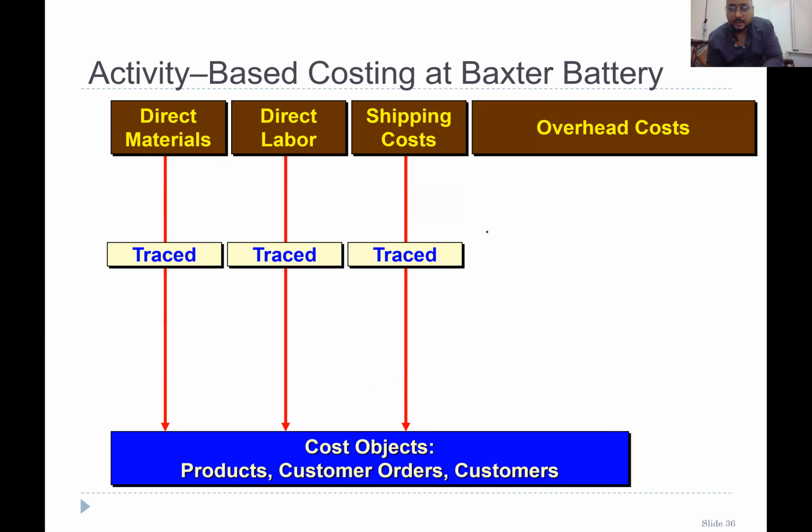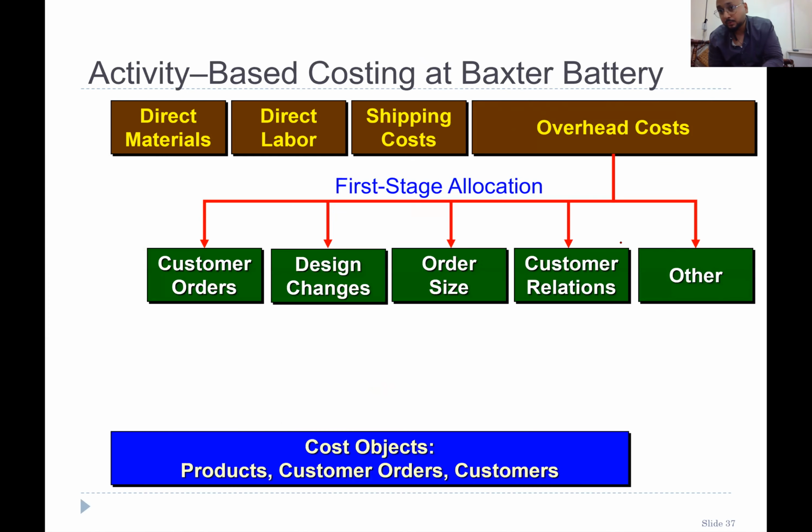Now, like I said, in activity-based costing, direct material you can easily trace. No need to worry about that. There is no costing involved in calculating direct material, direct labor, and shipping cost, the variable costs. It is already traced. The complexity occurs when there is an overhead. When there is an overhead, it is hard to find out.